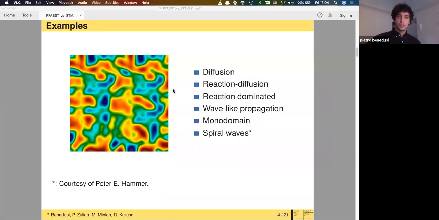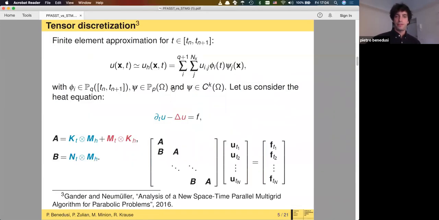So, getting back to the math, I had the reaction diffusion equation, and I discretize it with a tensor discretization in space and time. These are my basis functions, and I use finite elements in space. I'm not giving many details about the discretizations, but it's finite elements in space, and discontinuous Galerkin, which is also finite elements, in time. Finally, I discretize my equation, and I get a system like this, as we saw before.